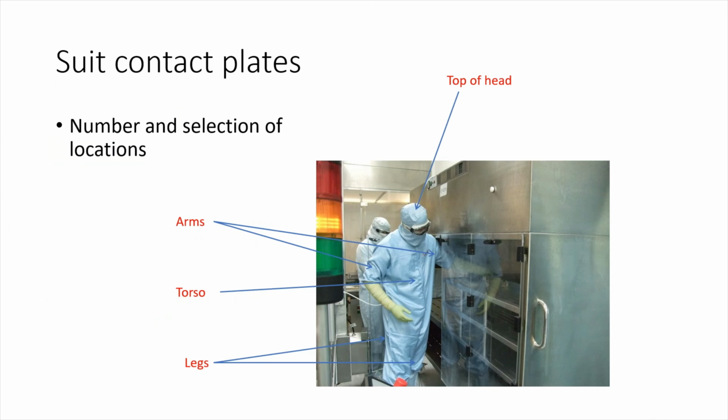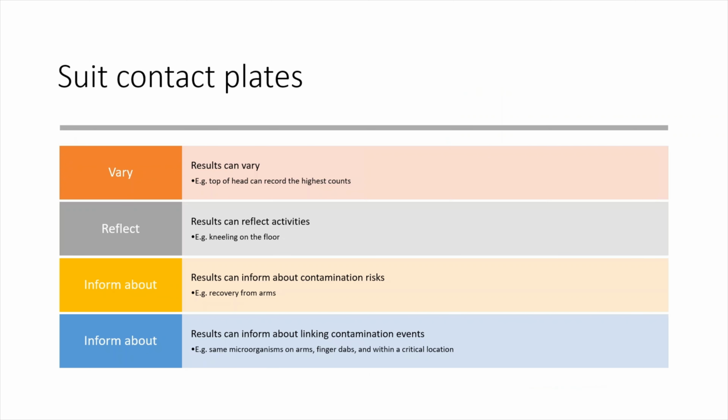So looking at locations, it's typical to do somewhere around the top of the head. It's also typical to do the face mask. It's typical to do both arms because both arms will be involved in some way of breaking the aseptic barrier. The middle of the body is good, as are the legs. But every facility will have a different approach on how many they take and why they take them. And results can also vary.